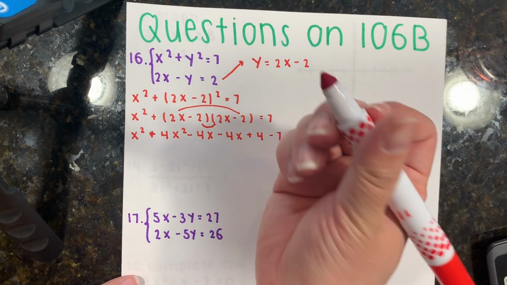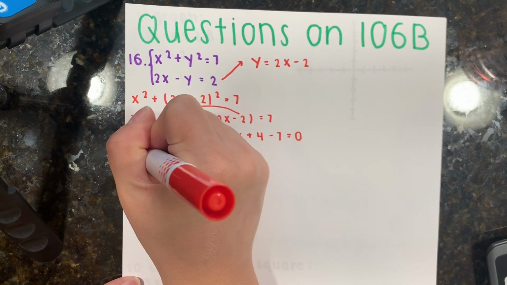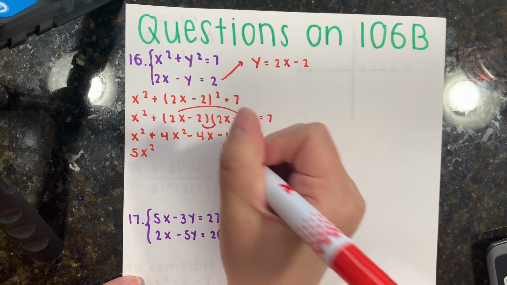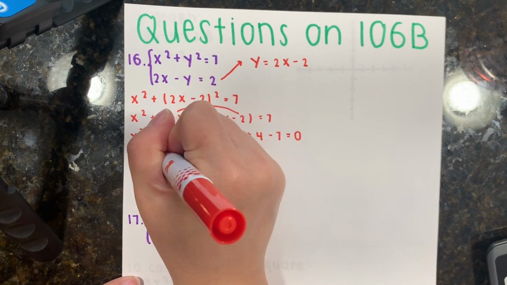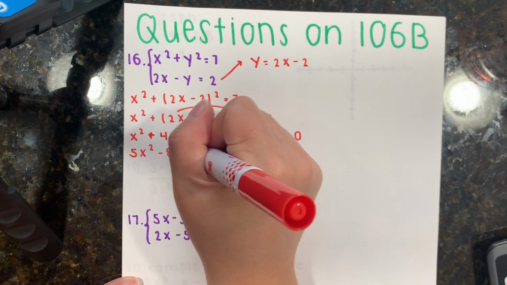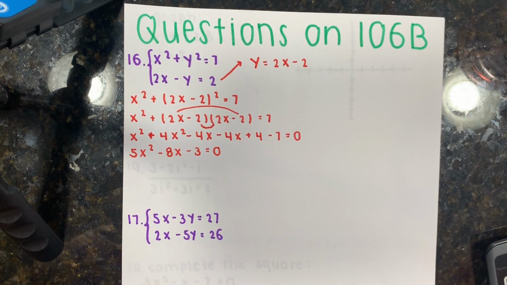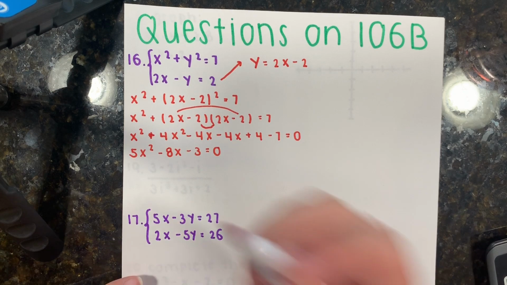Now when we simplify this, I have 4x squared plus x squared, which would be 5x squared. Negative 4x minus 4x would be negative 8x. And then 4 minus 7 would be negative 3. That's going to be set equal to 0. Now to solve, we're going to use the quadratic formula.